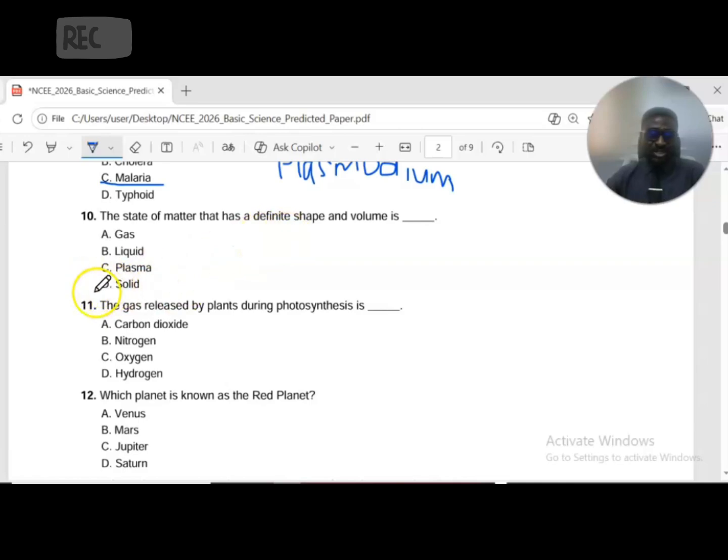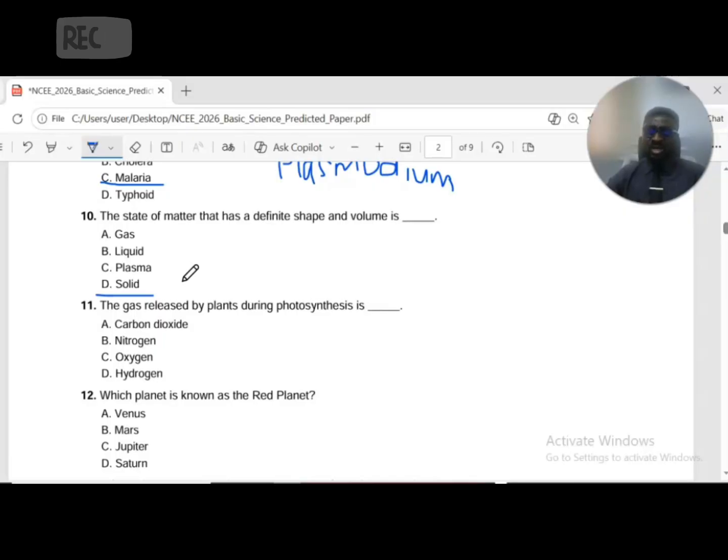Of course, option D, solid, is the correct answer. Solid has its particles clustered and compacted, so it has a definite shape and volume for that reason. Liquid has its particles a bit loose and they can be poured or transferred from one container to the other. They can also take the shape of their container.